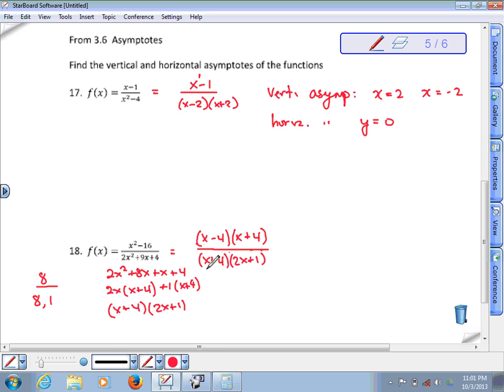A little tricky here on this one. The x plus 4s cancel out. So this isn't actually going to give a vertical asymptote. It's a hole in the graph rather than a vertical asymptote.